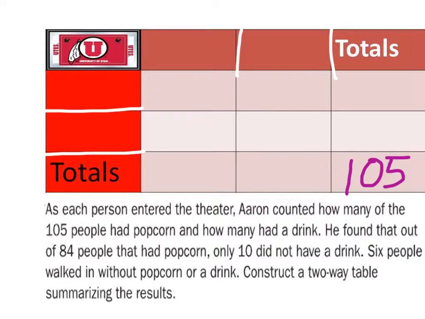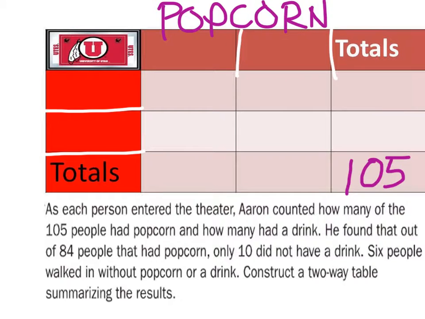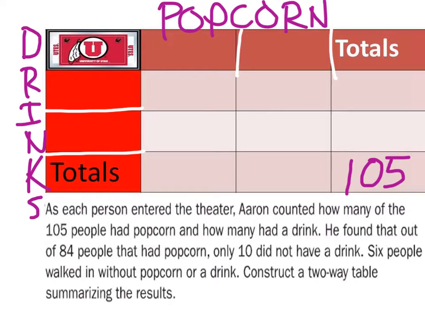Well, what are the two things that we're comparing here? Johnny? People that had popcorn and drink. Okay, so you got popcorn. Let's write that up in here. And the other thing, very good, Johnny, is the drinks. Okay, and what are the two options with drinks?